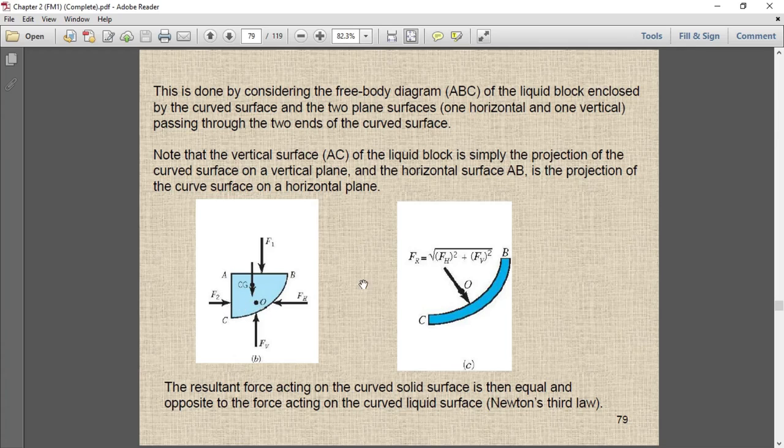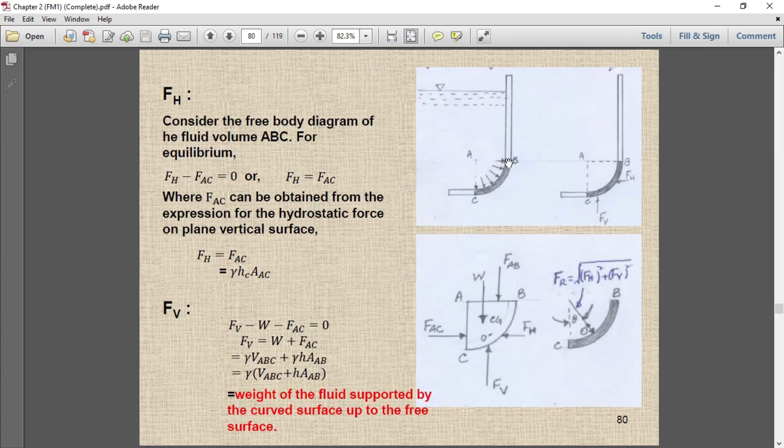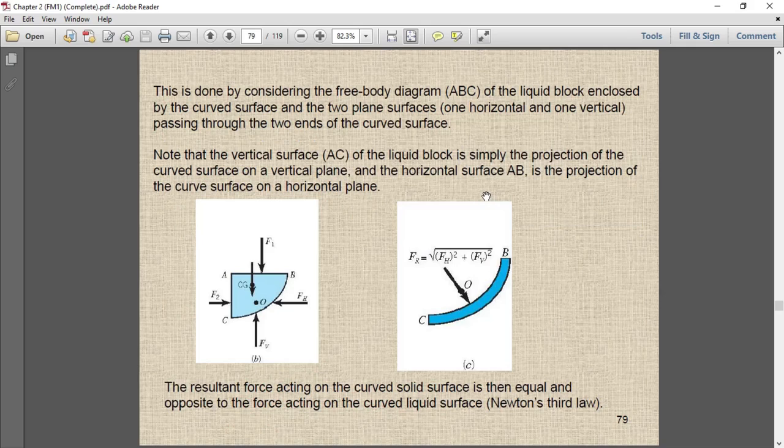Here you can see since this surface is curved, the pressure forces are acting perpendicular to the surface. As the surface is changing, the direction of the pressure is also changing, but all the forces are passing through the center of the curvature. All the pressure forces are passing through the center of the curved surface.